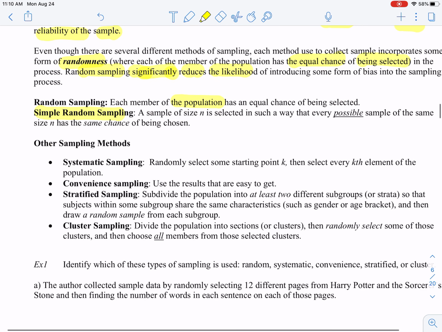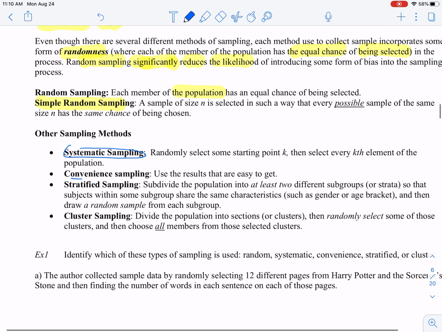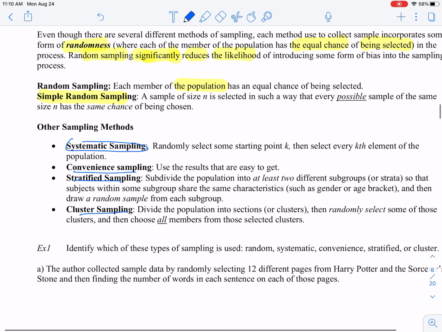The four methods we discuss in this section for how to collect data are systematic sampling, convenience, stratified, and clustering. We're going to go through these four. I'm going to read the definition, and I'll try to present them in a more visual way as well, so that it's clear and we can understand the difference between each of the methods, especially the two that are very closely related, cluster and stratified sampling.